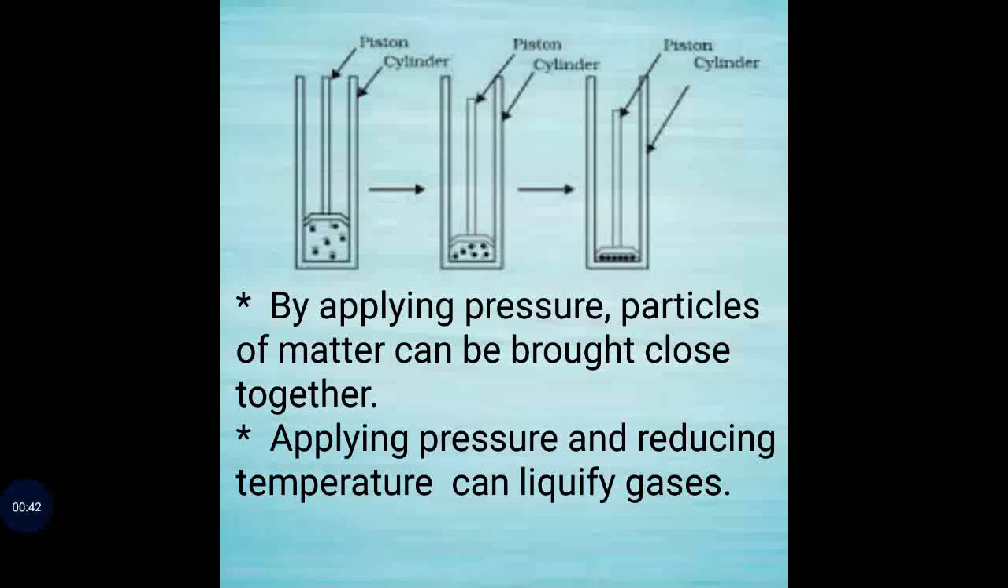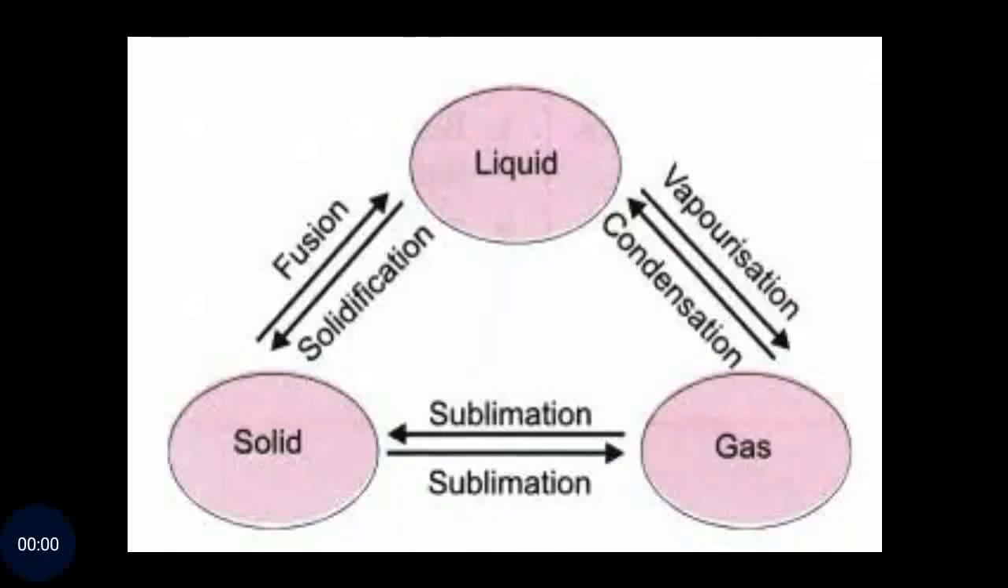Here, 1 atmosphere is a unit of measuring pressure exerted by a gas. So we can say that pressure and temperature determine the states of a substance. This flowchart indicates the different states of matter and the process involved in changing the states of matter. I hope you understand. Thank you.